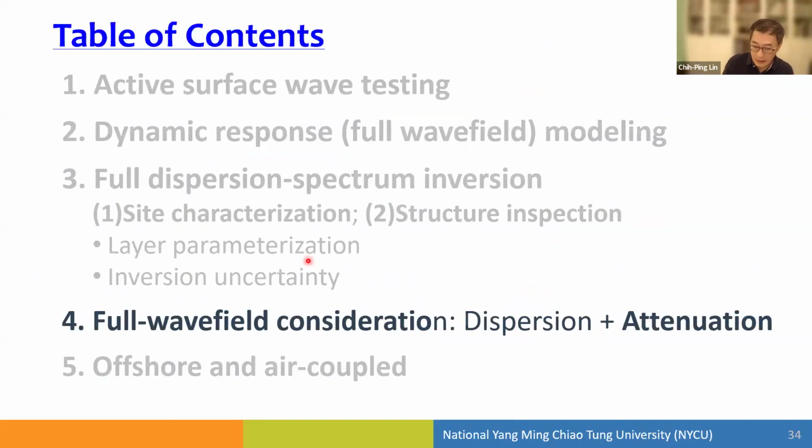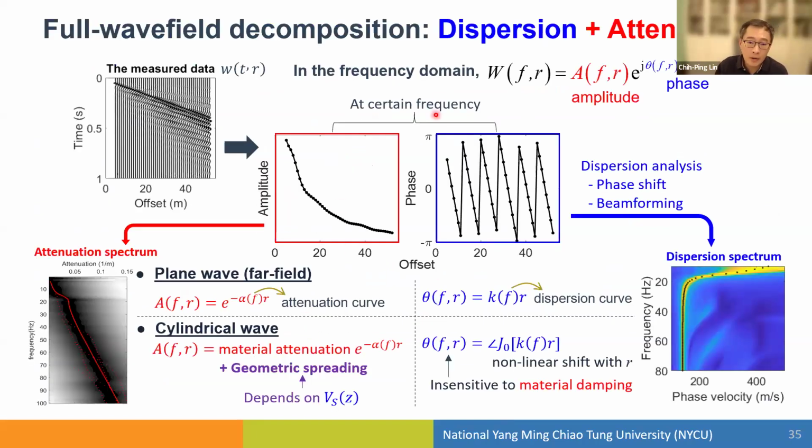All right, so I think I've almost used up my time, but I have two more topics. One is full waveform consideration. This is a waveform, and after a Fourier transform, you have amplitude and phase. Right now, for surface waves, we use mainly only the phase information, and we can get the dispersion spectrum. But we can also get an attenuation spectrum. All right. So how can we do that?